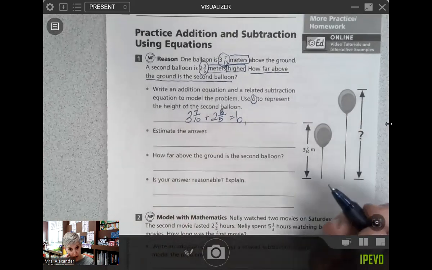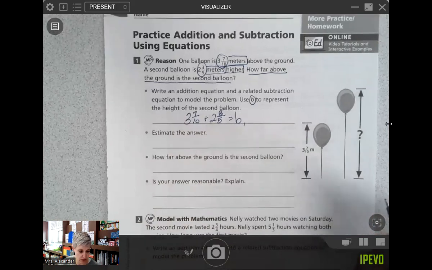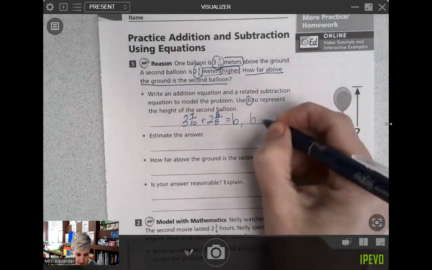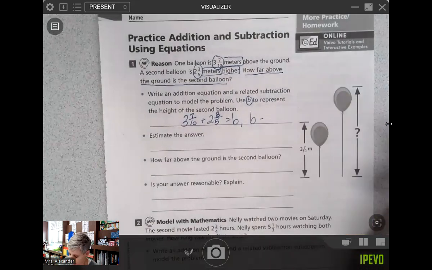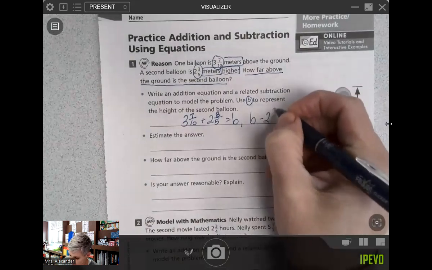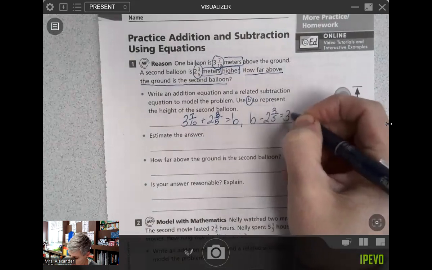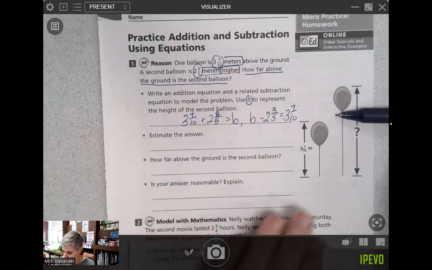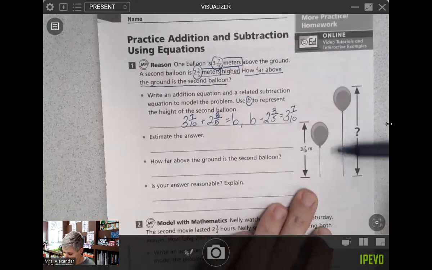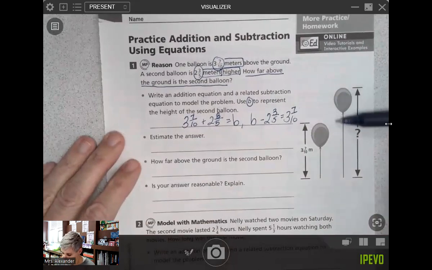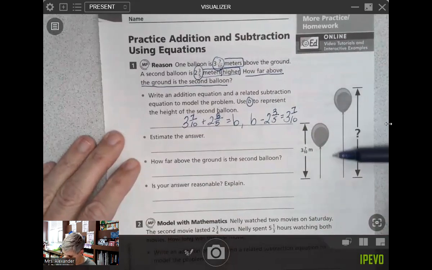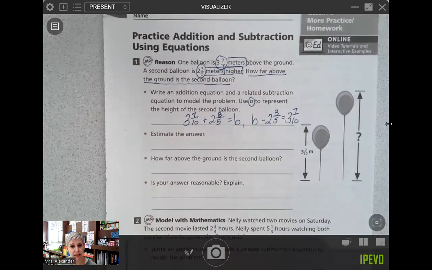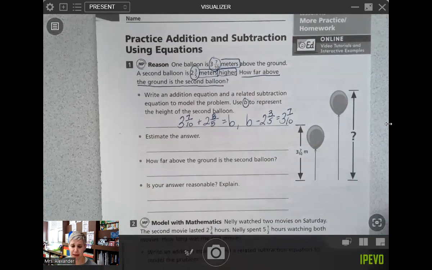Now, a related subtraction equation, we could say B minus 2 3/5 equals 3 7/10. So we don't know how much higher, so we would subtract the 2 3/5 higher, and then this part that is left up there, we know that's 3 7/10. I don't know that that made sense. I hope the equation makes sense, even though my words may not have.